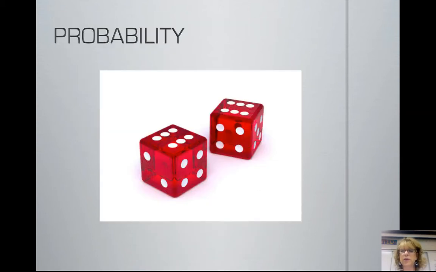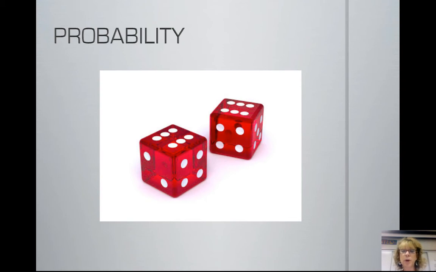Probability is the likelihood of an event or outcome, the chance of something happening. Probabilities can be expressed as a fraction, a ratio, or a percentage, and the probability scale ranges from 0 to 1. 0 means the event is never going to happen, it's certain not to occur, and 1 means that the event is always going to happen and that it is certain to occur.